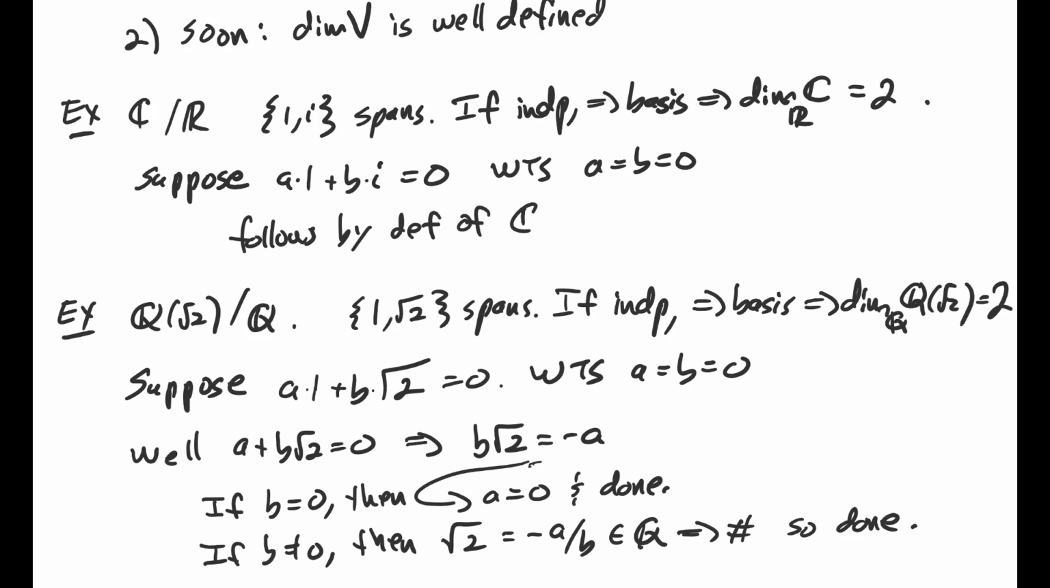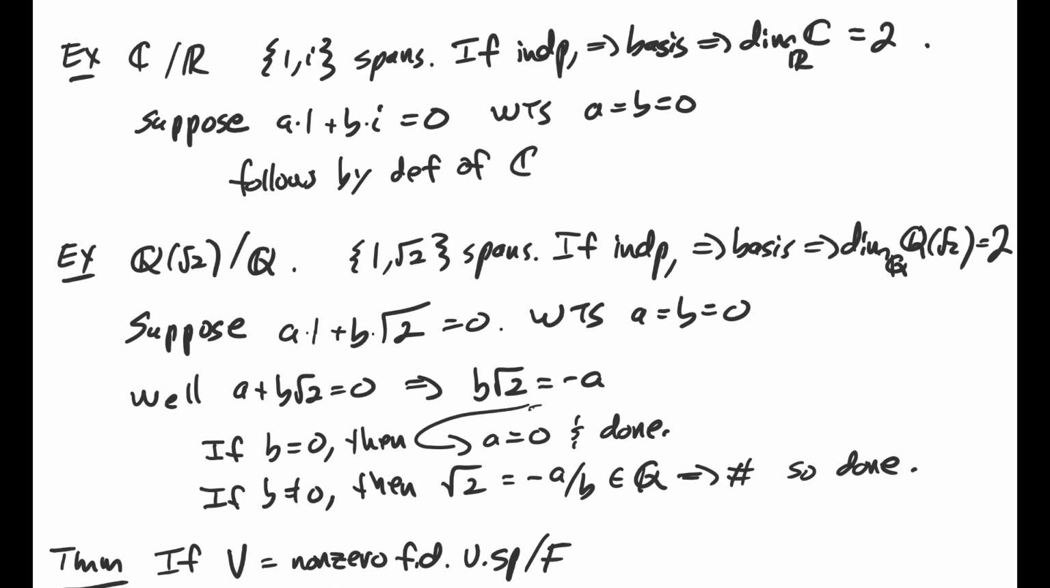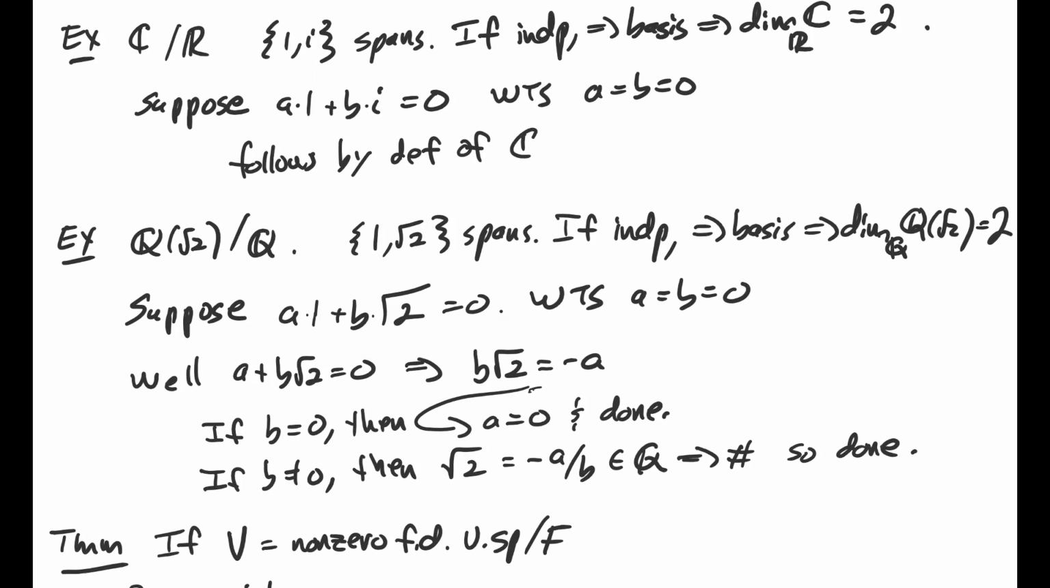So you see here the dimension of this field extension, Q adjoin root 2 over Q, has to do with a very interesting fact about the numbers, that the square root of 2 is not actually rational. In any case, 1 and root 2 are independent, and therefore that gives us a basis, and the dimension is 2. All right, let's go on to a theorem.